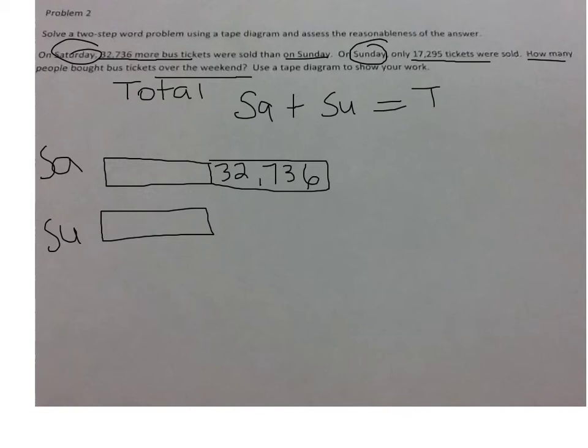So our Sunday, we know exactly how much they sold on Sunday. They sold 17,295 tickets, which means on Saturday they sold 17,295 tickets with an additional, which means to add, 32,736 tickets. So if I take all of these things and add them together, I'm going to get my total weekend ticket sales. Now what we need to do is we need to add to solve this problem.